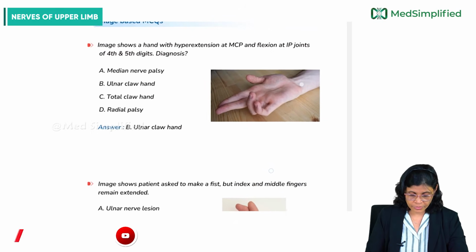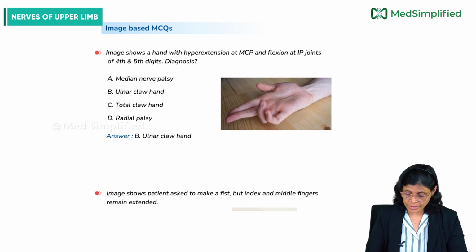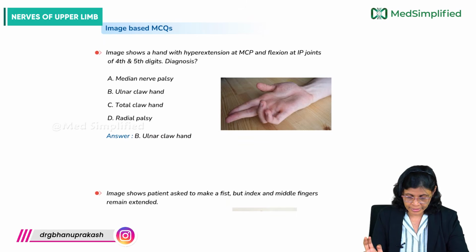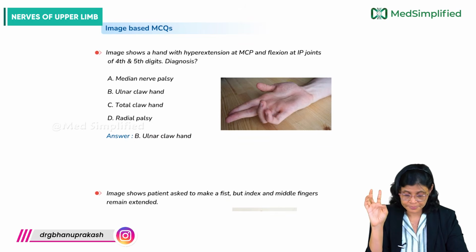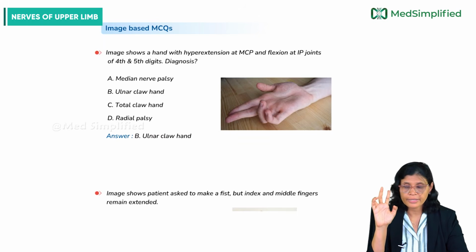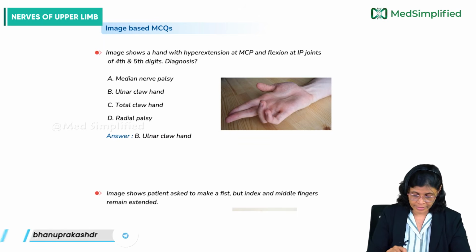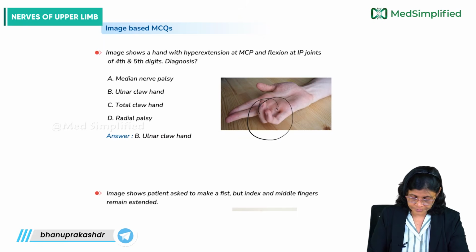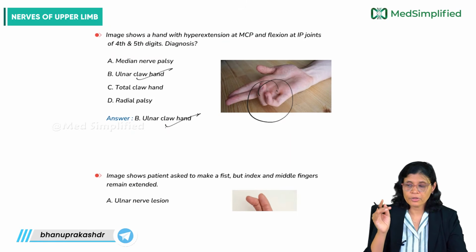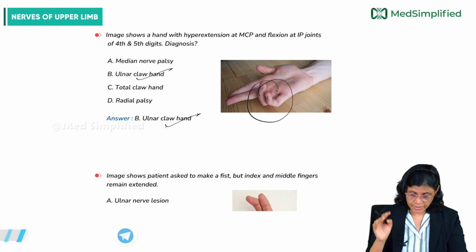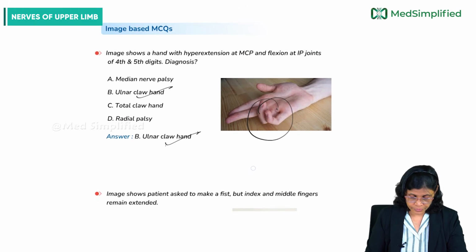So let's look at some of the image-based MCQs. The image shows a hand with hyperextension at the MCP joint and flexion at interphalangeal joints of 4th and 5th digits. Which nerve? It is the ulnar nerve. Yes, ulnar claw hand. Median nerve will involve the 2nd and 3rd, not the 4th and 5th.